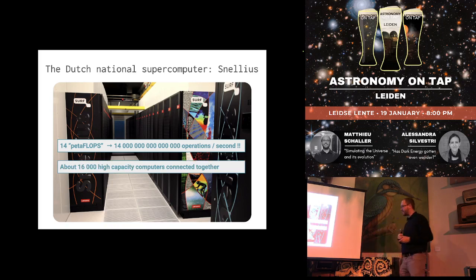In practice, this is closer to something like 16,000 high-capacity computers connected together in the same room, so they can really talk to each other very quickly. If you take 16,000 very high-end desktop machines and put them all together in a big room, with a lot of cooling, a lot of ventilation, and a lot of noise, you can get your own supercomputer. And then I can come and play with it.